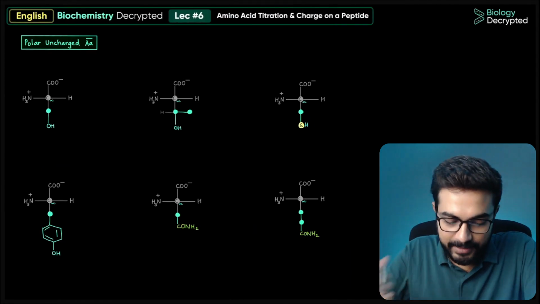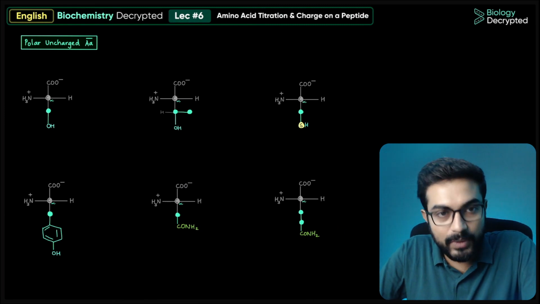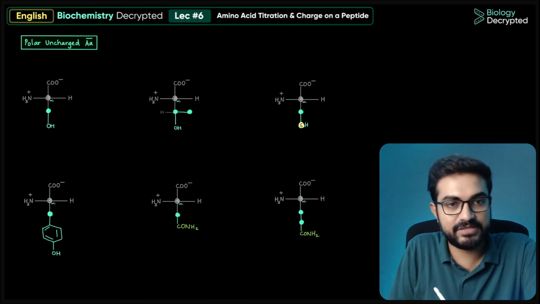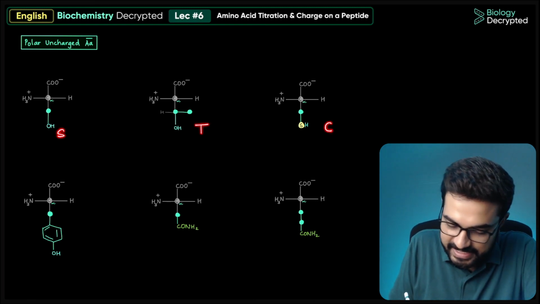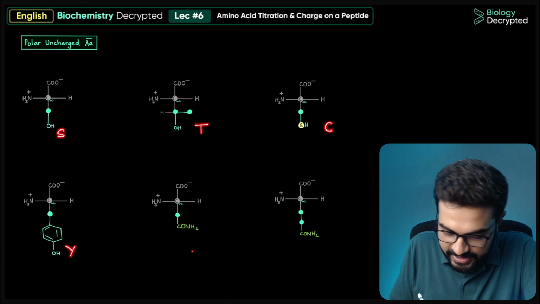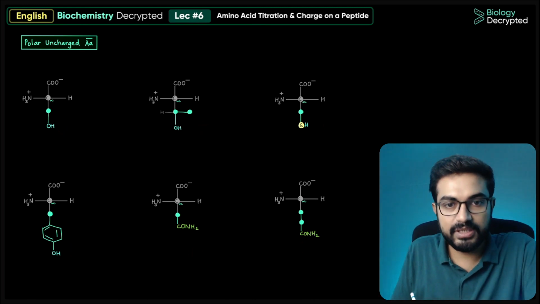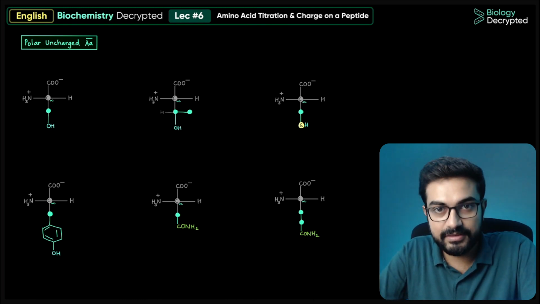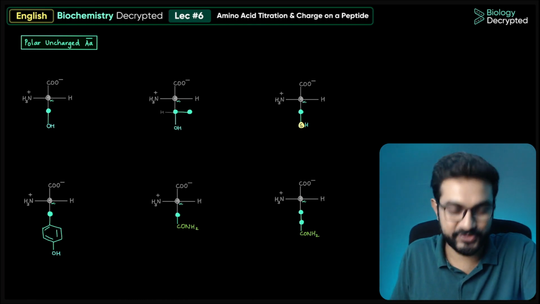Now coming next to the polar uncharged amino acids. As you can see, this is serine, this is threonine, this is cysteine, this is tyrosine, this is asparagine, and this is glutamine. I hope you can recognize these amino acids by their structures. You can also draw their structures. If you can't, the previous video will help you do so.